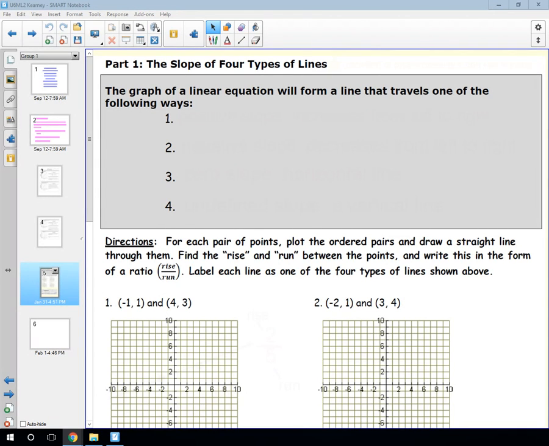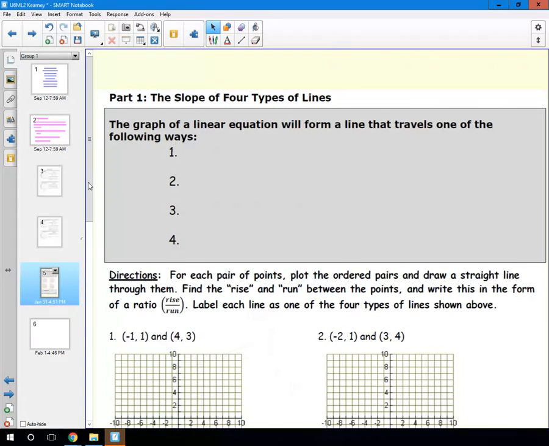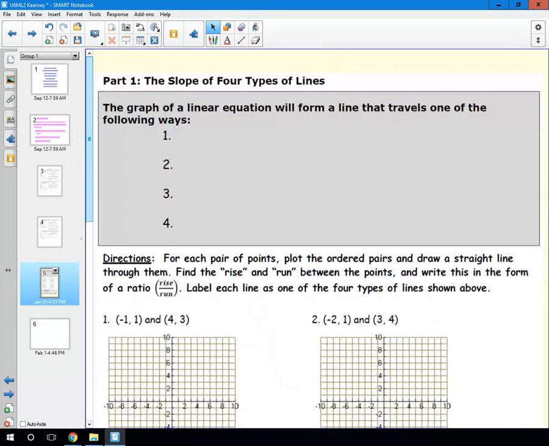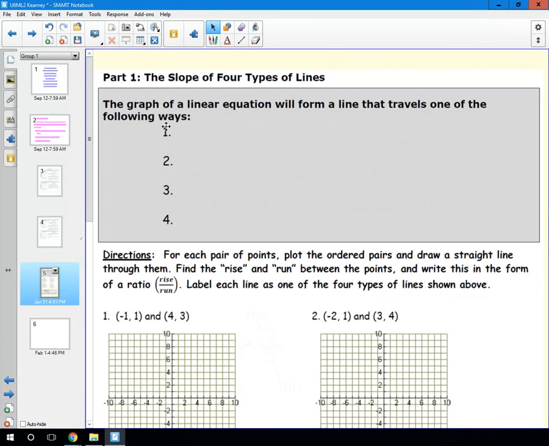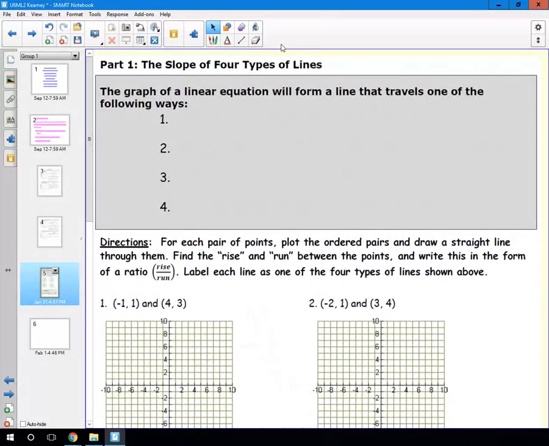So just to get us started, take a minute and write at the top of your mini lesson, this is entry number 2. Take a moment and read your learning goal. By the end of today, you are going to be able to determine what the 4 types of slopes are and what they look like.